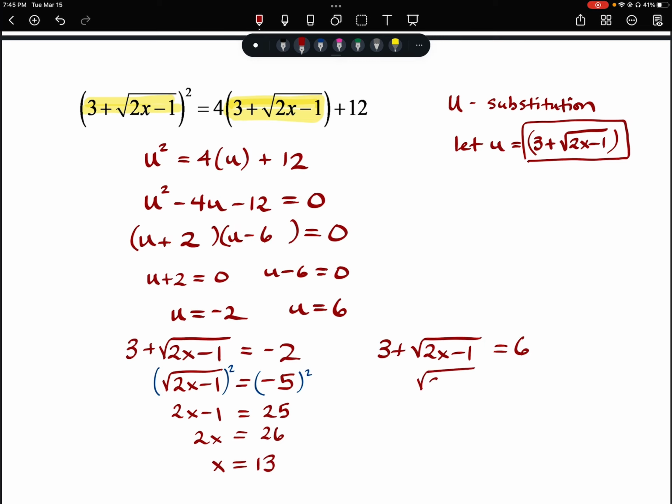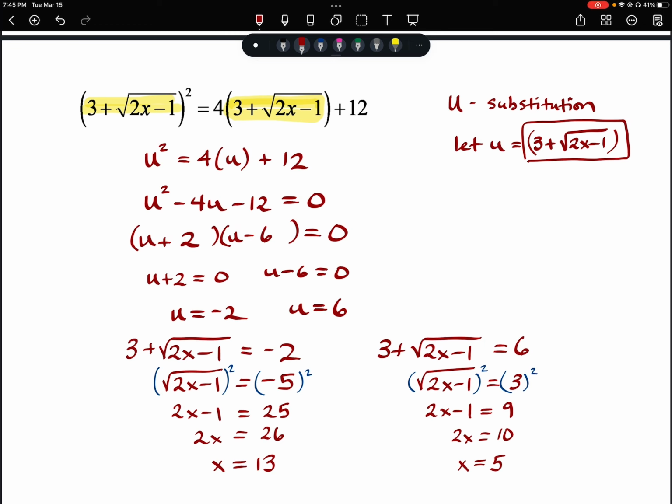We've got the square root of 2x minus 1 is going to equal 3, which means when we square both sides, 2x minus 1 is going to end up equaling 9. We'll add 1 and divide by 2, so we've got 2x is equal to 10, so x is equal to 5. Okay, and then let's just double check it.